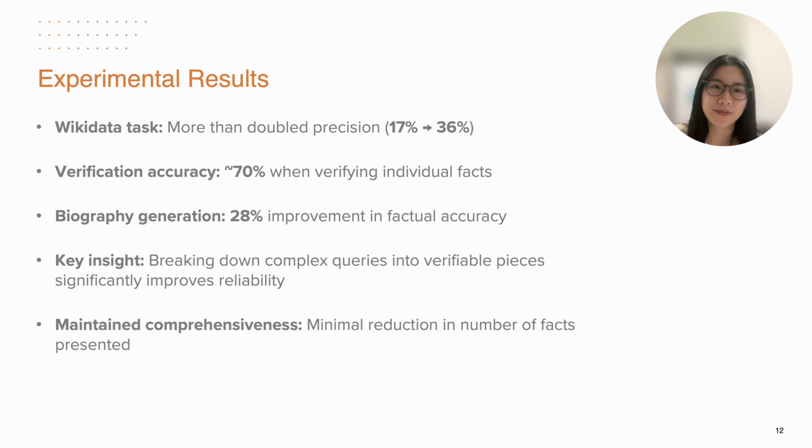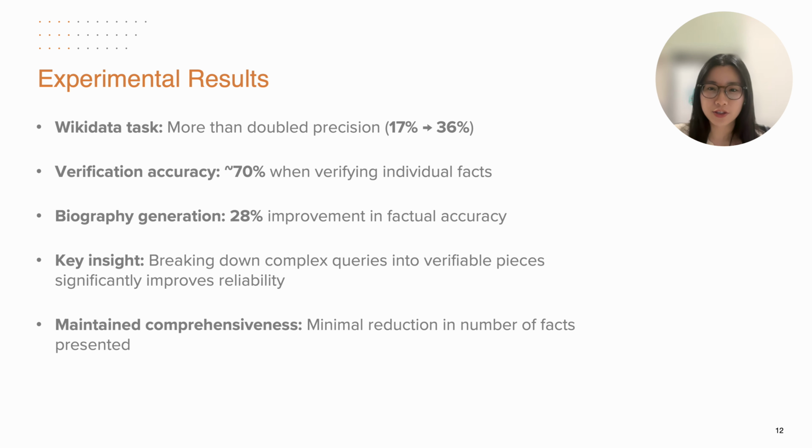The researchers demonstrate the effectiveness of this method through rigorous experiments. When testing on the Wikidata task, which involves answering list-based questions, the chain of verification method more than doubled the precision of responses compared to traditional approaches, improving from 17% to 36%. What's particularly interesting is that when the model answers verification questions independently about specific facts, it achieves around 70% accuracy, much higher than the 17% accuracy when trying to answer the complete question at once. This shows that breaking down complex queries into smaller, verifiable pieces significantly improves reliability.